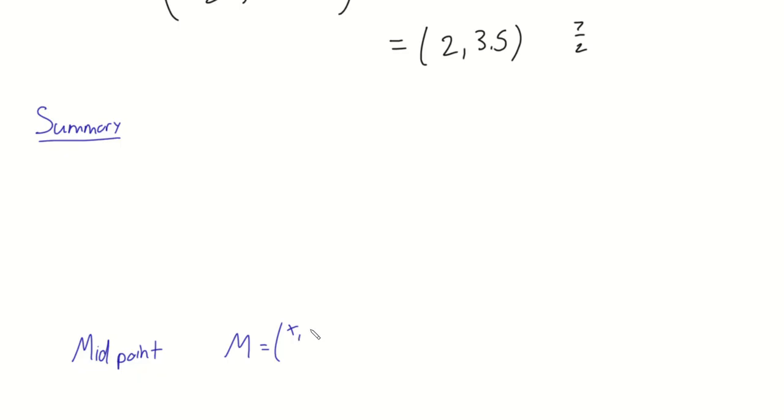X1 plus, yeah. Okay. What about my Y? Plus y2 over 2. Okay, perfect. What's another one? Sophia, can you tell me one of the other two formulas that we just used? Distance? Yeah, let's do that one.